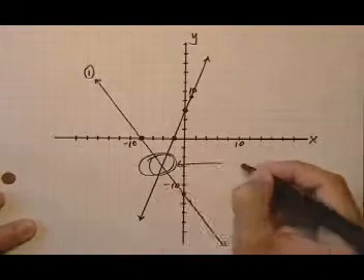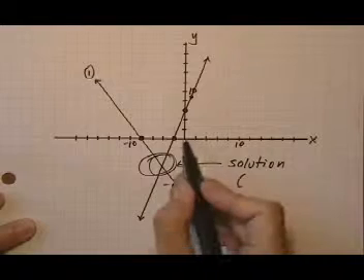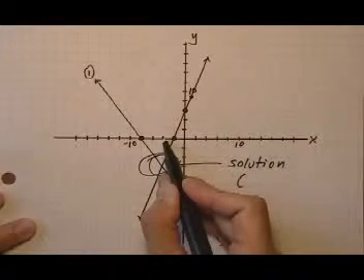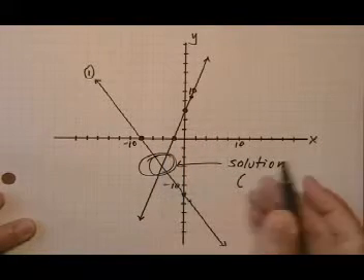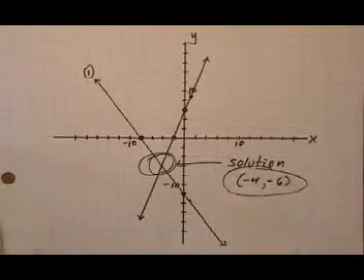The intersection point is our solution, and that is at minus 2, minus 4, 2, 4, 6. Minus 4, minus 6. So that's our answer.